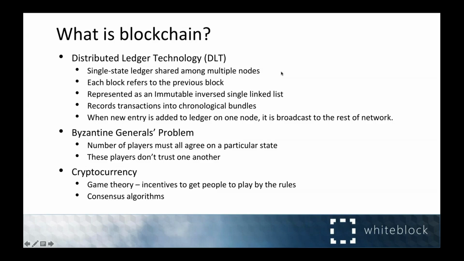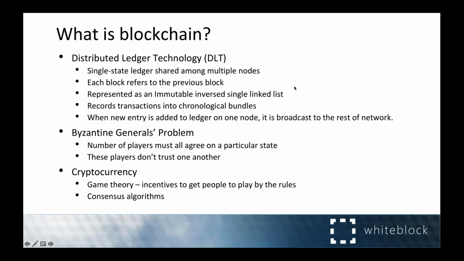But how can they communicate that to one another effectively? Because they're separated. They can send a messenger, but that's not going to be reliable. They can send a smoke signal, and the wind can blow away the smoke. They need to all coordinate and understand this and agree on that particular state. So blockchain addresses that with game theory and consensus algorithms. That's pretty interesting.